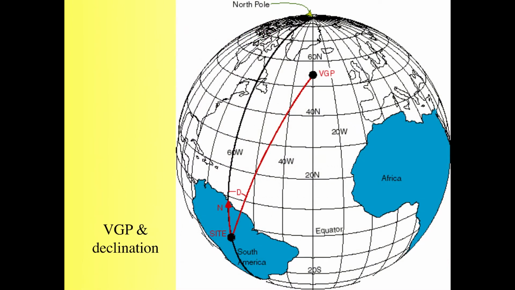So here's a picture that I pinched from the internet, and you can see that the North Pole's here. Here we are in South America. That's the direction of north, and the black line is the true colatitude. But South America has drifted, and so it's rotated such to give the rock's magnetization a declination D, and the red line is now the magnetic colatitude of this VGP. That's the place on the surface of the Earth that our rock's magnetization is now pointing to.